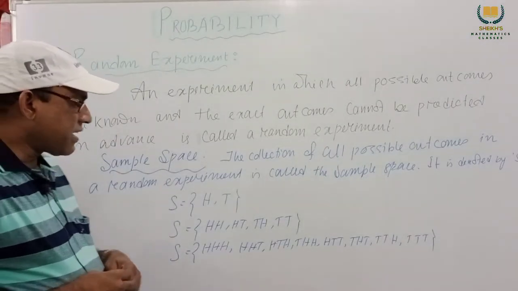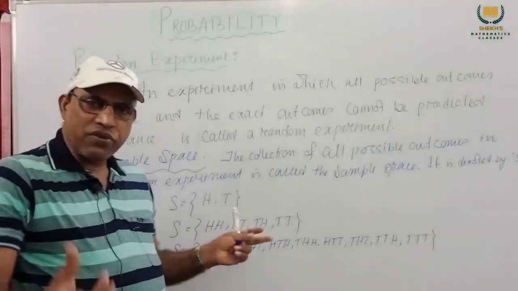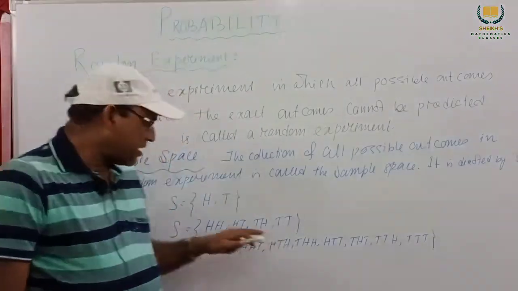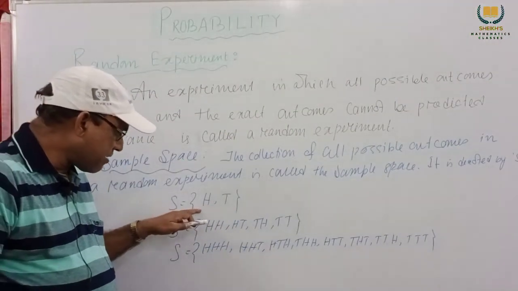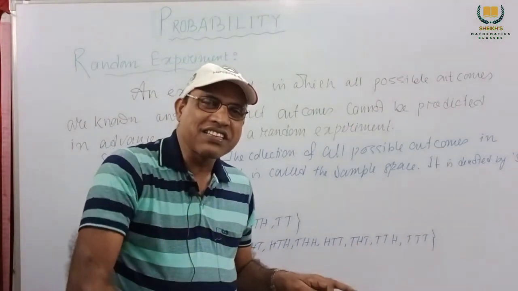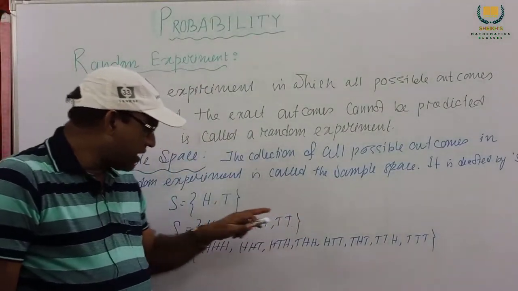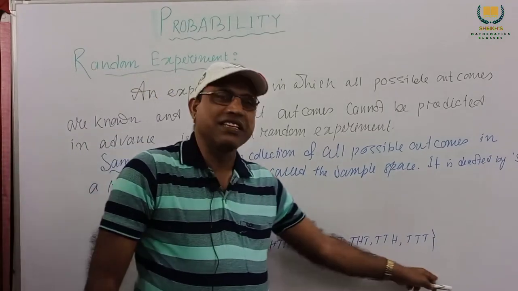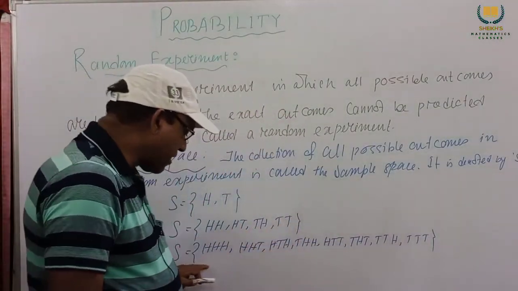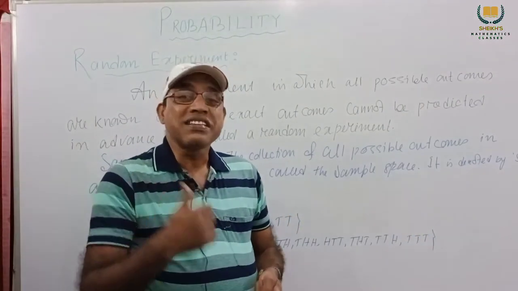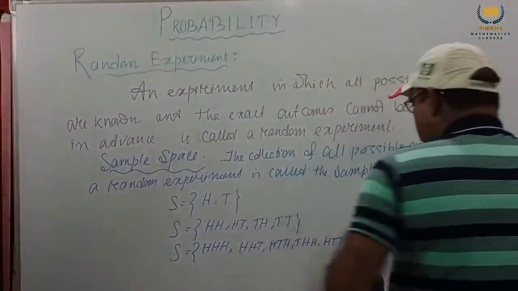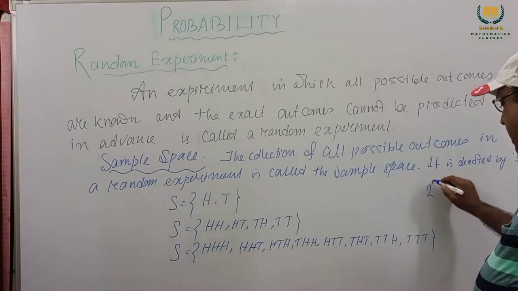Now, what is the technique to write this? Suppose one coin, we know one coin is simple: head and tail. And if we consider two coins, then we multiply this result by H and this result by T, and we get this. Again, for three coins, what is the sample space? We multiply this result by H and by T, and we get this. If you consider four coins, then all the results we multiply by H and by T, and we get four coins. Now, how many total outcomes do we have? Suppose a coin has two results, then for n coins this is 2 to the power n.